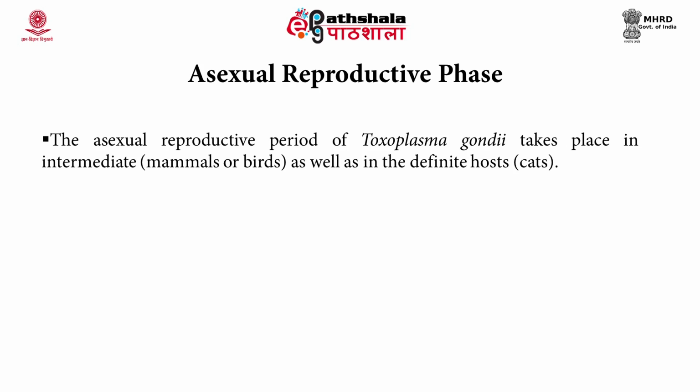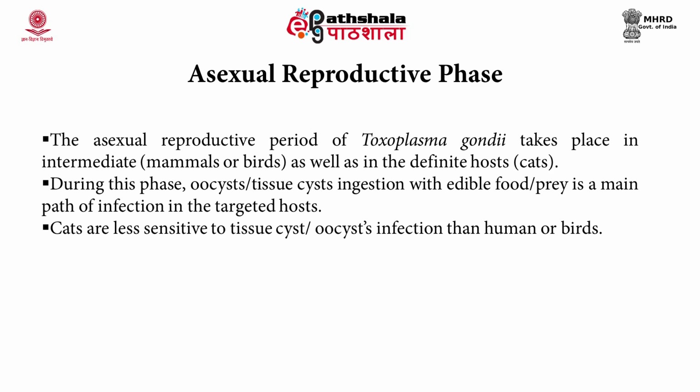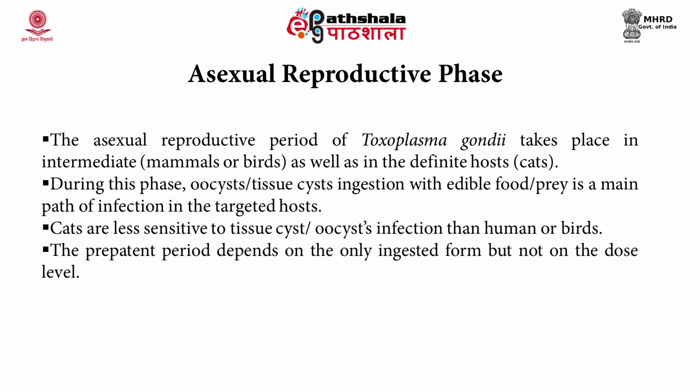The asexual reproductive period of Toxoplasma gondii takes place in intermediate hosts like birds or mammals, as well as in the definitive host, the cat. During this phase, ingestion of oocysts or tissue cysts with edible food or prey is the main path of infection in the targeted hosts. Cats are less sensitive to tissue cyst or oocyst infection than humans or birds. The pre-patent period depends only on the ingested form, but not on the dose level.